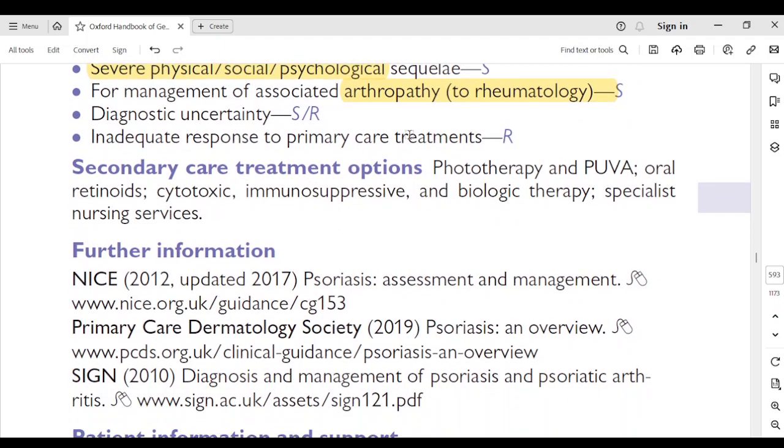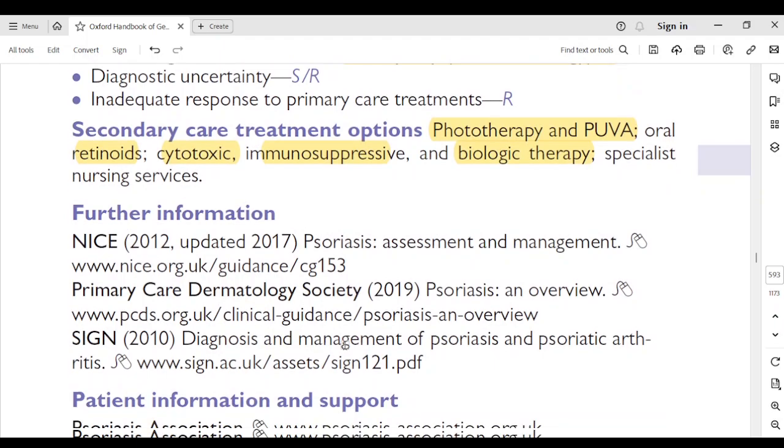Secondary care treatment options for psoriasis are phototherapy and PUVA, psoralen ultraviolet A therapy, oral retinoids, cytotoxic agents, immunosuppressive drugs, biological therapies, and specialist nursing services.